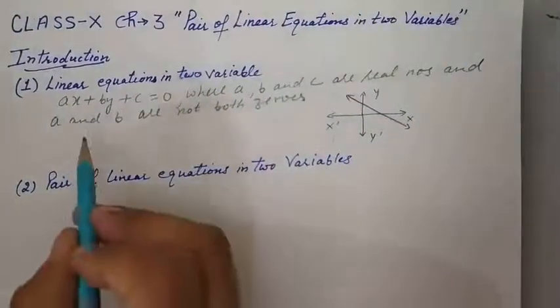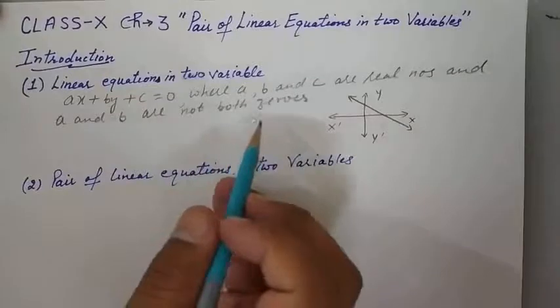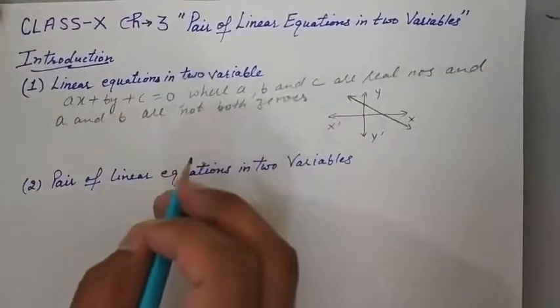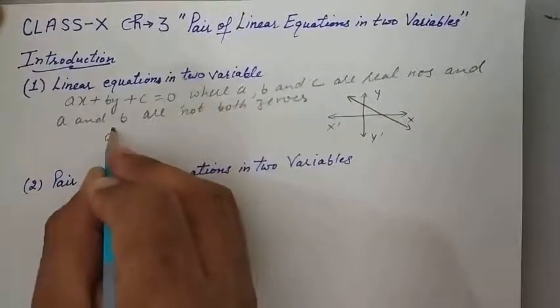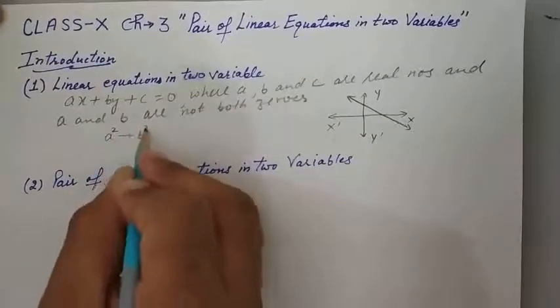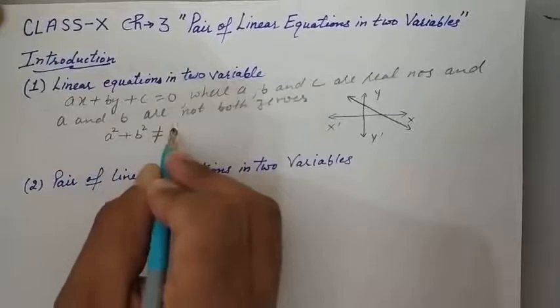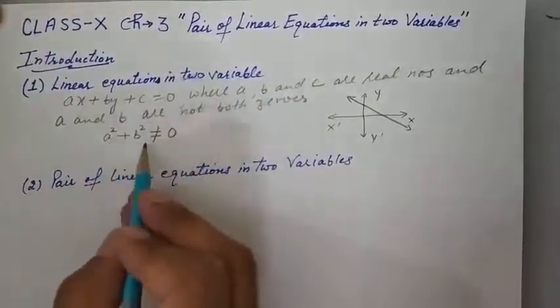Now here a and b are not both zeros. We can express this statement in mathematical form this way also, that a square plus b square does not equal 0. So this statement can be expressed this way also.